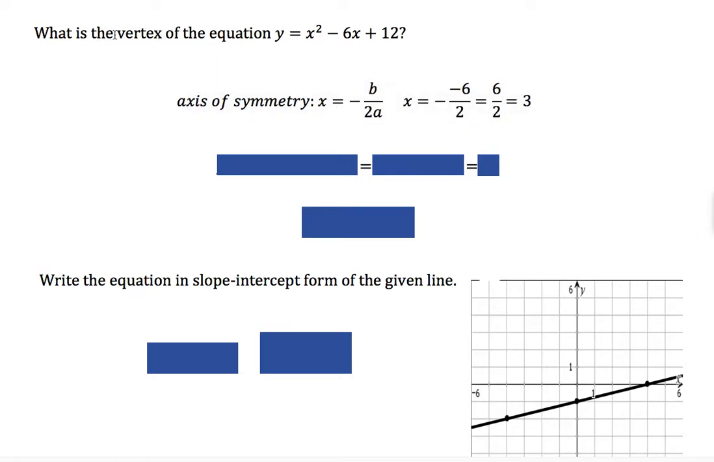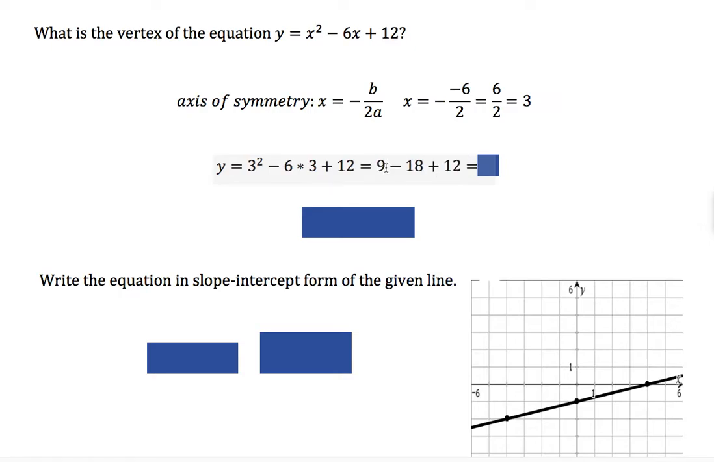Now to find the vertex, I know that the x coordinate is going to be 3. Now I need to know what is my y value when x is 3. So I'm going to take this 3 and plug it into this equation up here. So my y is going to equal 3 squared minus 6 times 3 plus 12.